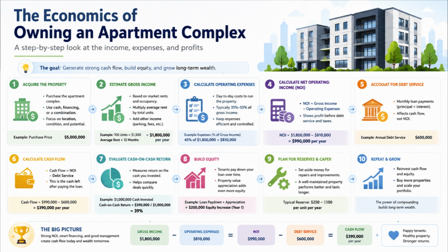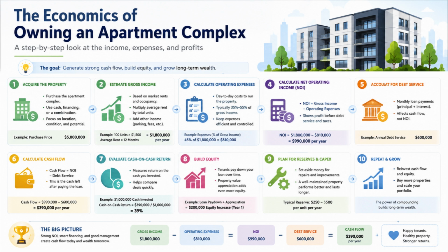Next, the owner estimates the gross income. Gross income means the total rent the property can generate before expenses. For example, if the apartment complex has 100 units and each unit rents for $1,500 per month, then monthly rent is $150,000. Over 12 months, the total rental income becomes $1.8 million per year. The owner may also earn extra income from parking, laundry, storage, late fees, or other tenant services.